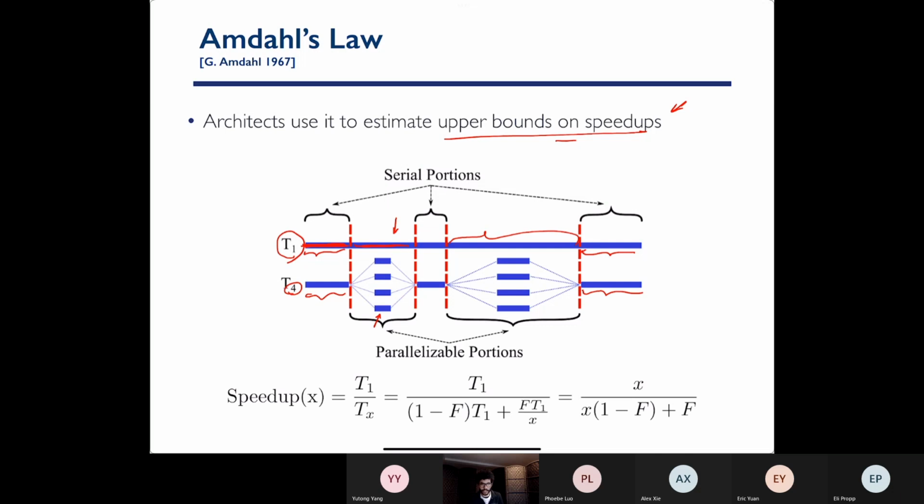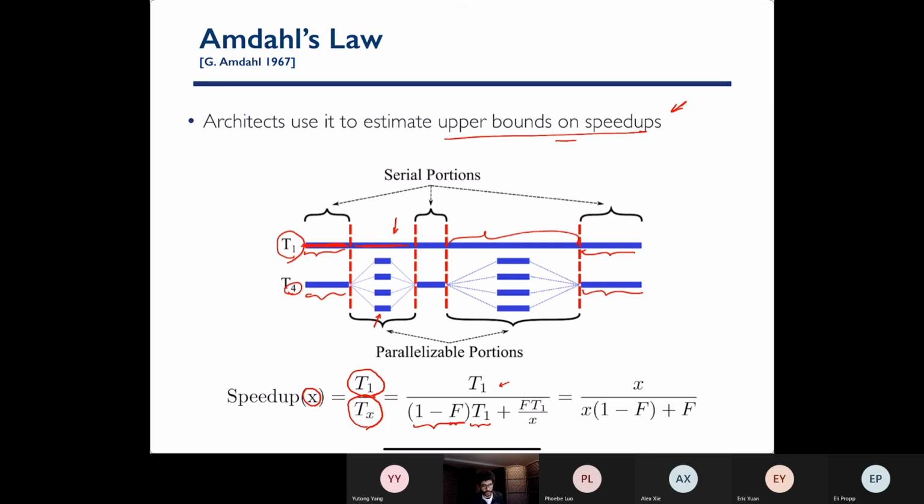Now, if I want to measure speed up, what is a speed up? A speed up, if you give me X processors, is how long it takes for me to run on one CPU divided by how long it takes me to run on X CPUs. Now, we're going to keep T1 in the numerator, but in the denominator, let's say that F is the parallelizable portion of your application, then 1 minus F is the serial portion of your application. For the serial portion, execution time doesn't change. So (1 minus F) times T1 is the serial portion of your application. Doesn't matter how many cores you give it.